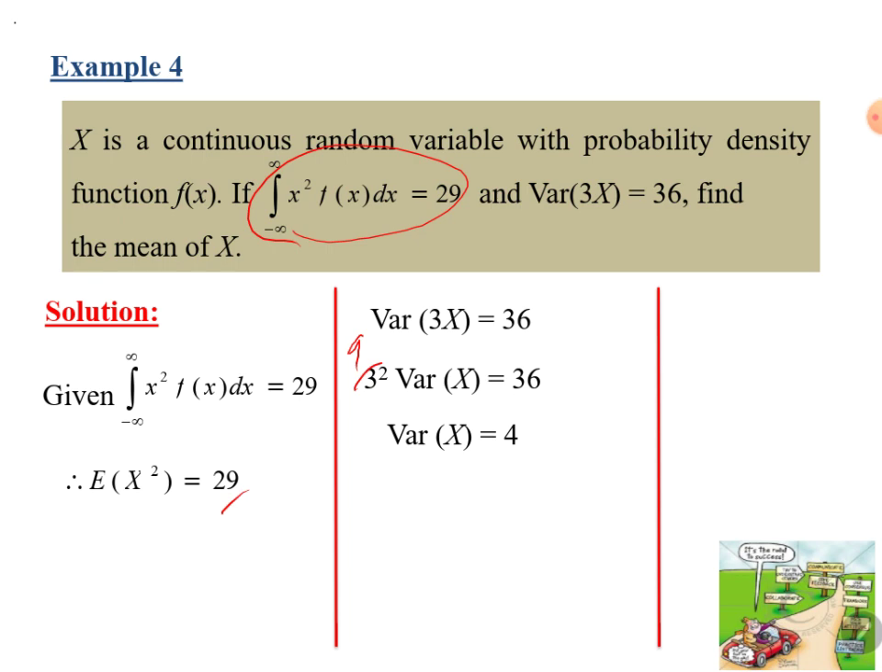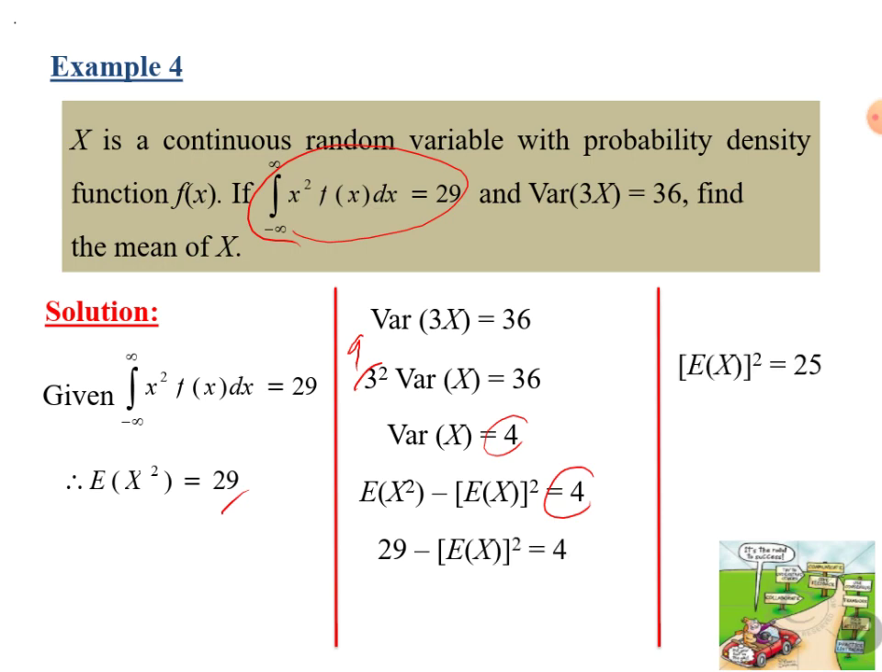Now we have the variance of x, and we have the expectation of x squared. By using the formula of variance, which is E[x squared] minus (E[x]) squared, from the above we know the variance is equal to 4, and we substitute the value of E[x squared] equal to 29. So we get (E[x]) squared equal to 25, and E[x] should be positive or negative 5. So both are true.